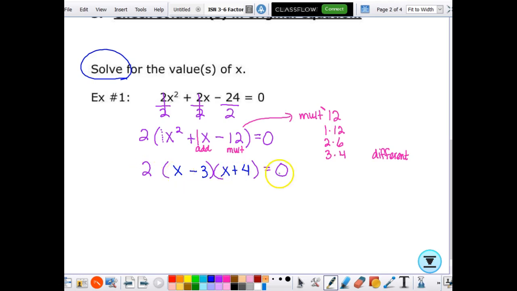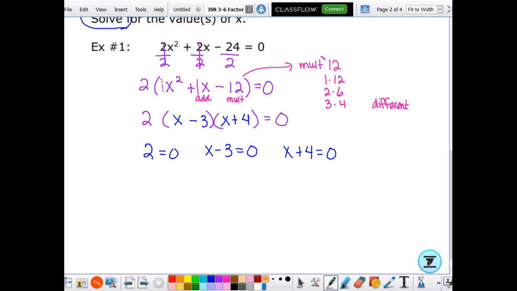So 2 equals 0. X minus 3 equals 0. X plus 4 equals 0. Now, does 2 equal 0? Not in my world, it doesn't. Okay, so that's just kind of thrown out. Okay, here I'm going to actually solve for x, and that's super easy. Some of you don't even have to do this step right here that I did right there.